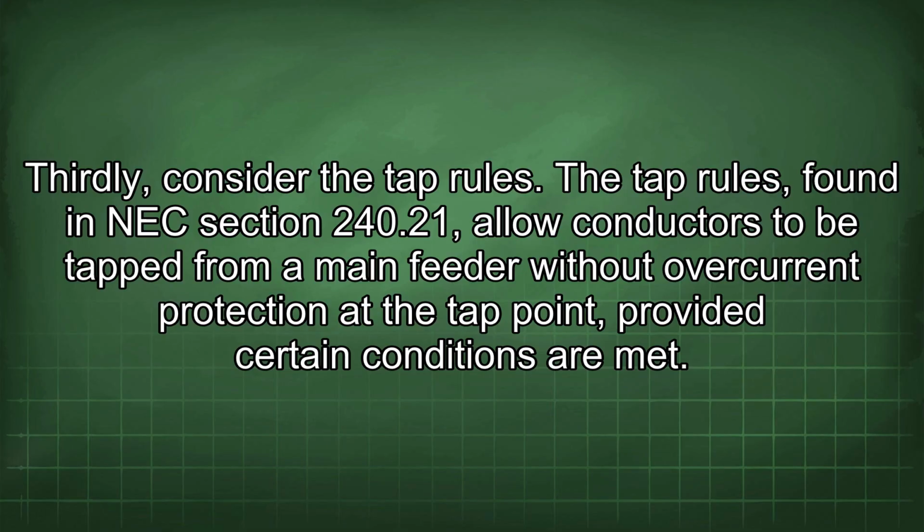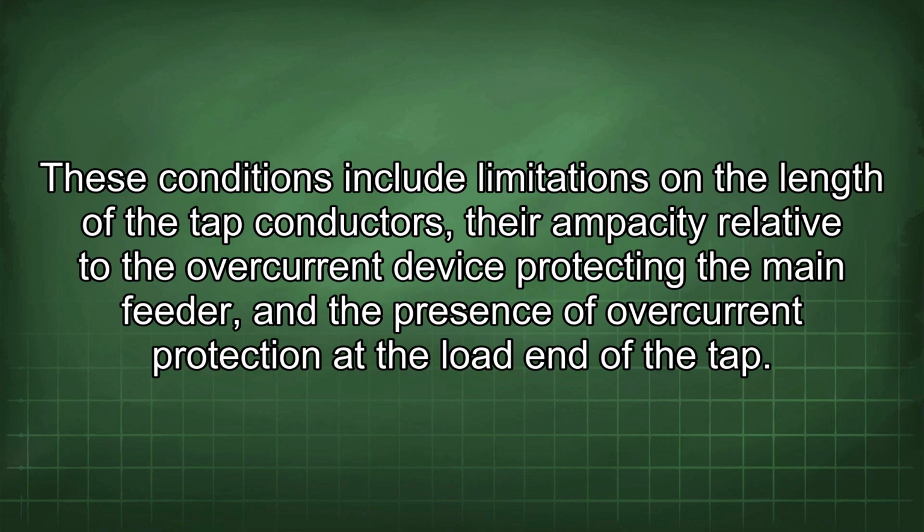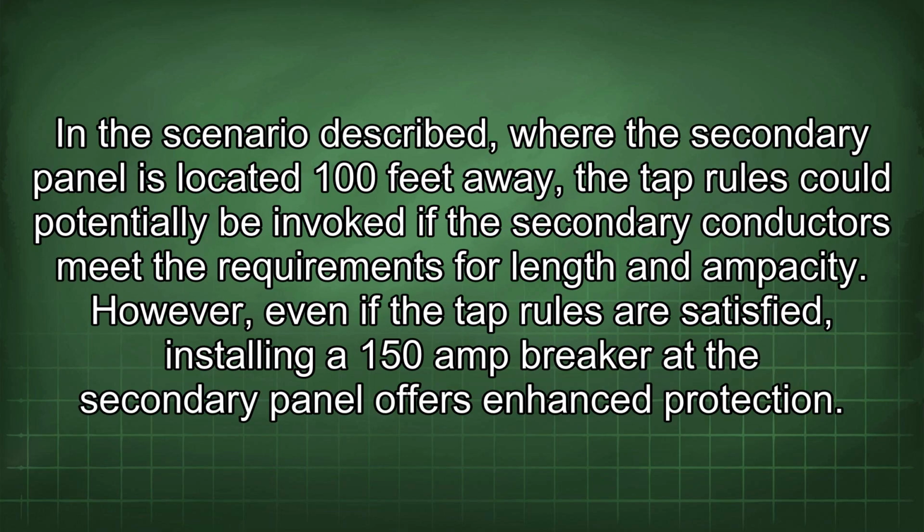240.21, allow conductors to be tapped from a main feeder without overcurrent protection at the tap point, provided certain conditions are met. These conditions include limitations on the length of the tap conductors, their ampacity relative to the overcurrent device protecting the main feeder, and the presence of overcurrent protection at the load end of the tap. In the scenario described, where the secondary panel is located 100 feet away, the tap rules could potentially be invoked if the secondary conductors meet the requirements for length and ampacity.